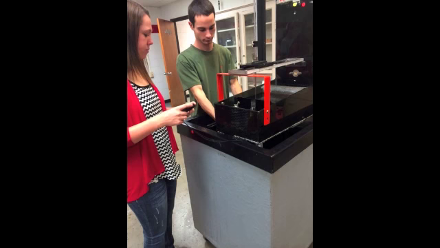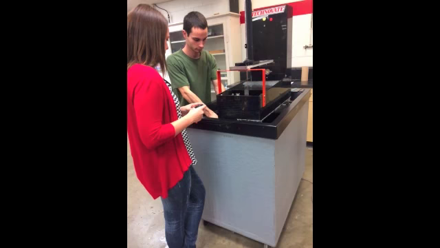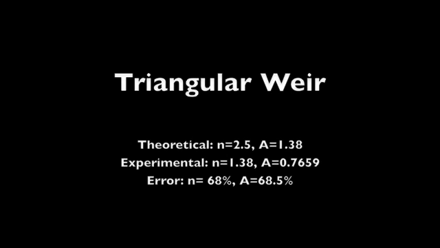If the experiment were conducted for a second time with a larger weir in place, the error in A and N as compared to the theoretical value would be less. For the triangular weir, there was a 68% error for N and a 68.5% error for A when comparing the values found during the experiment and the theoretical values.